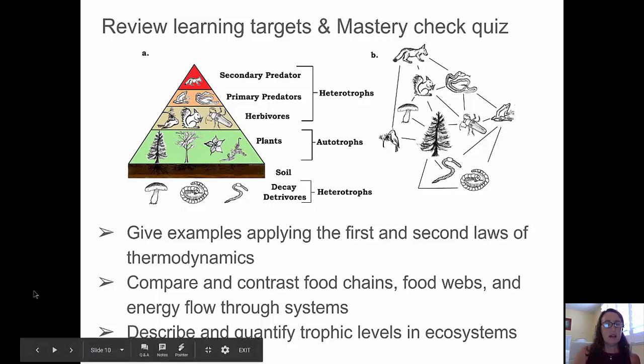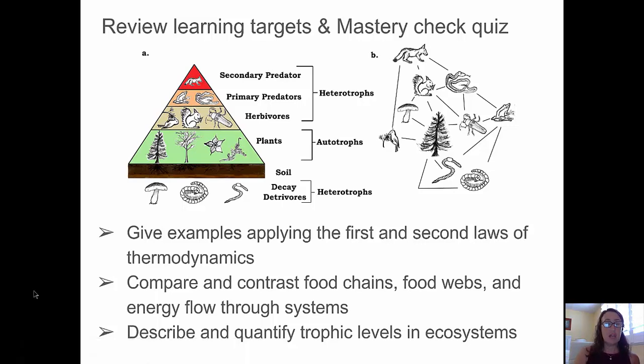I can give examples applying the first and second laws of thermodynamics. I can compare and contrast food chains, food webs, and energy flow through systems, and I can describe the trophic levels in ecosystems.